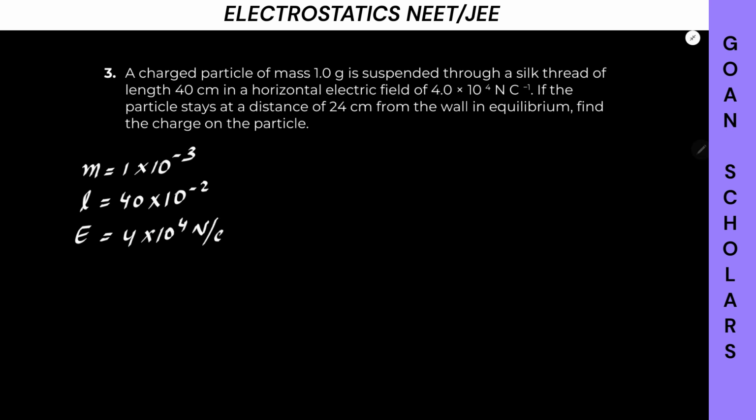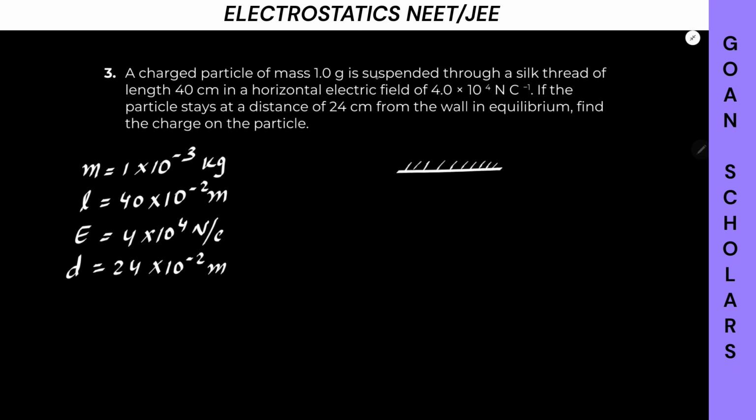Always write what is given. It will help you to simplify the problem. If the particle stays at a distance, let's write it D, 24 centimeter, once again 24 into 10 to the power minus 2 meters. Okay, this is meters and this is kgs. In equilibrium, find the charge of the particle. Clear? So let's roughly draw a diagram. Okay, so let me draw here. This is our, let's say, ceiling here. Okay, so this is our ceiling.